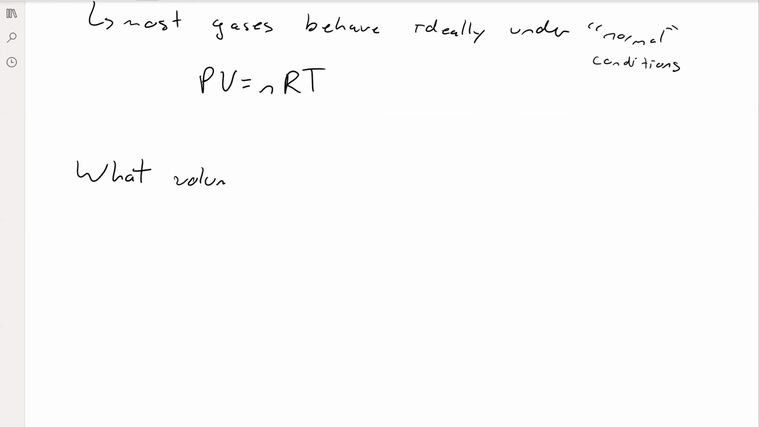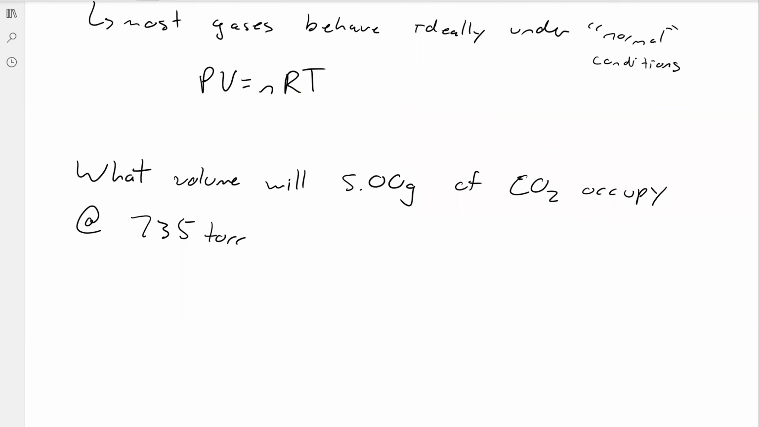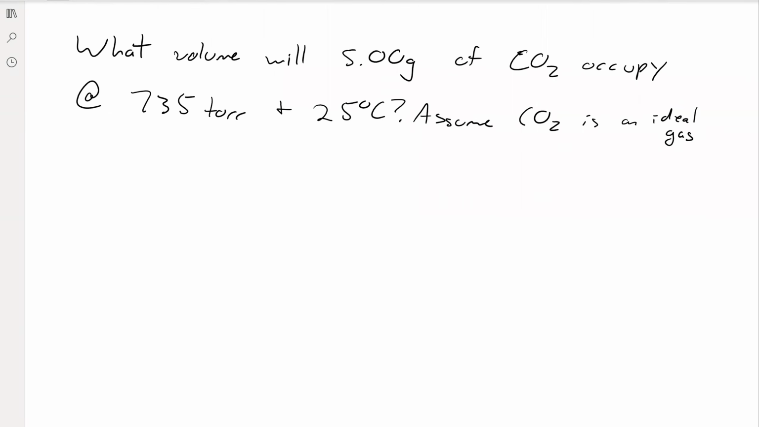So what volume will 5.00 grams of carbon dioxide occupy at 735 torr and 25 degrees Celsius? And then, of course, we're going to assume that CO2 is an ideal gas. Otherwise, our equation wouldn't work, and we won't really be able to come up with the answer.